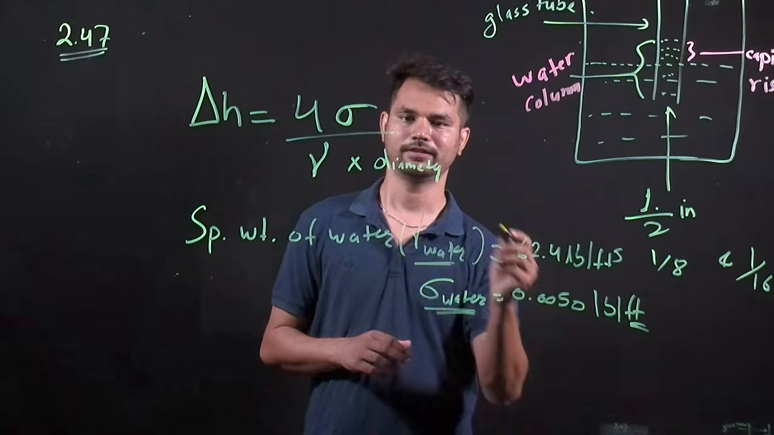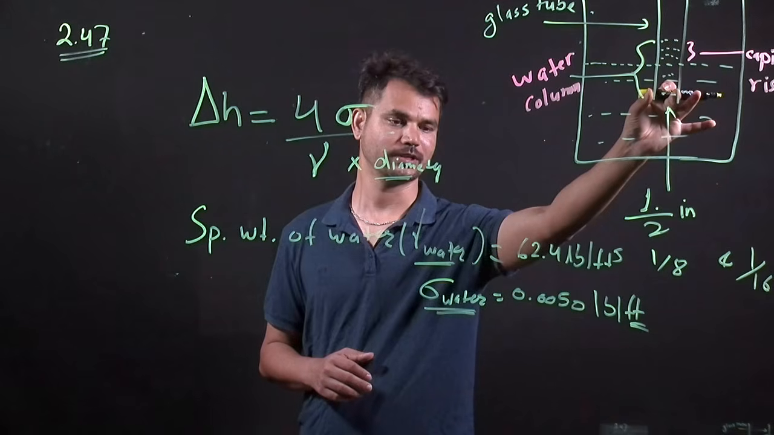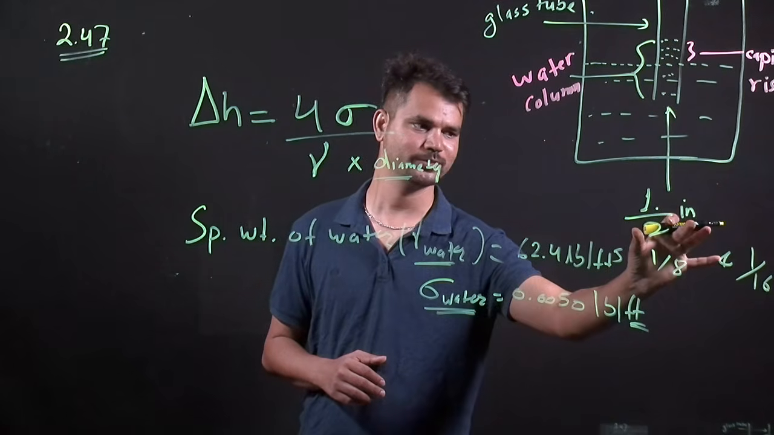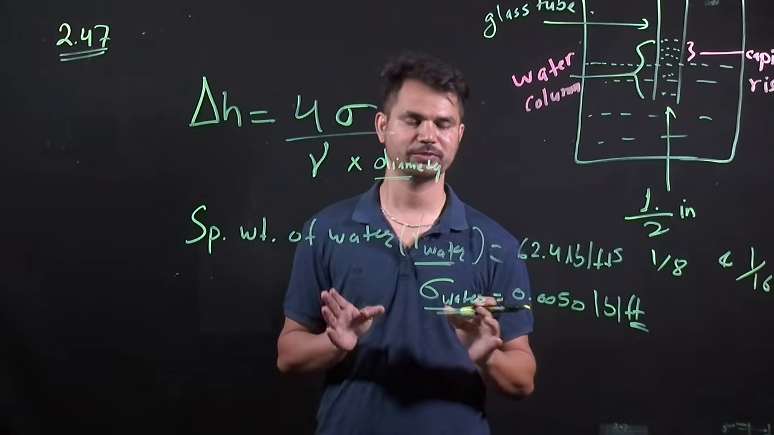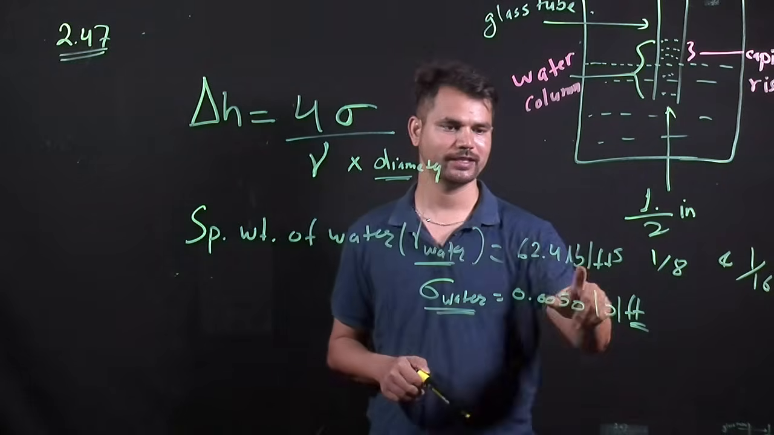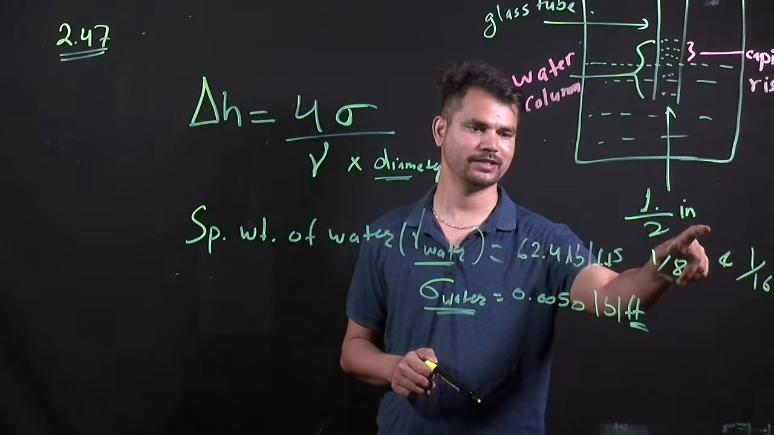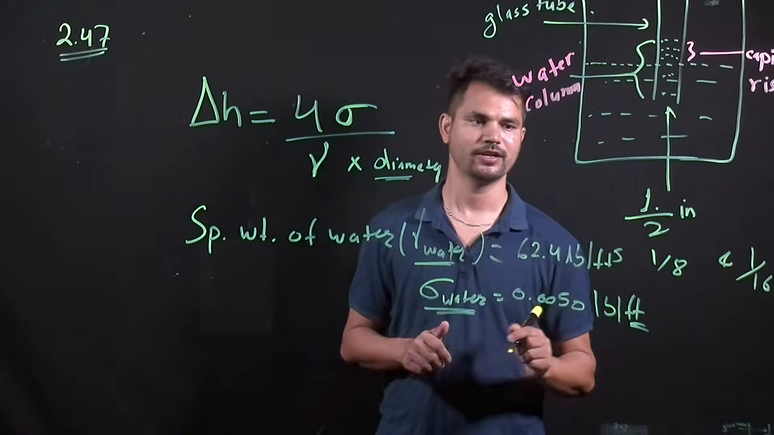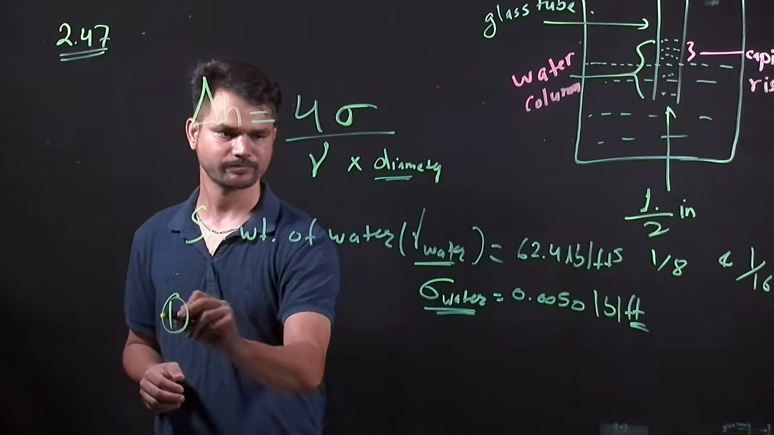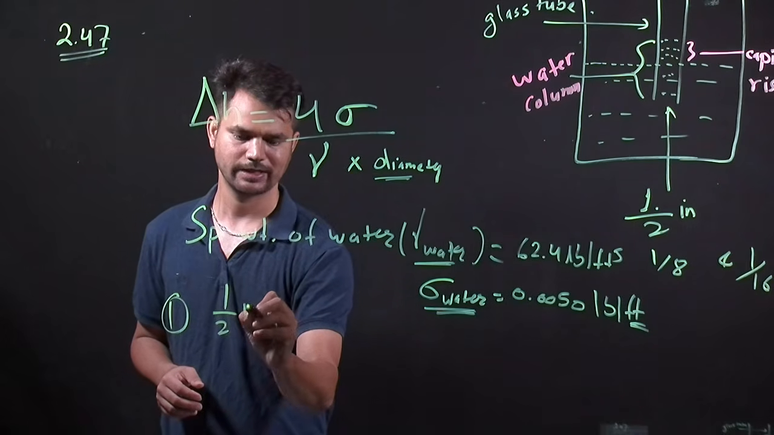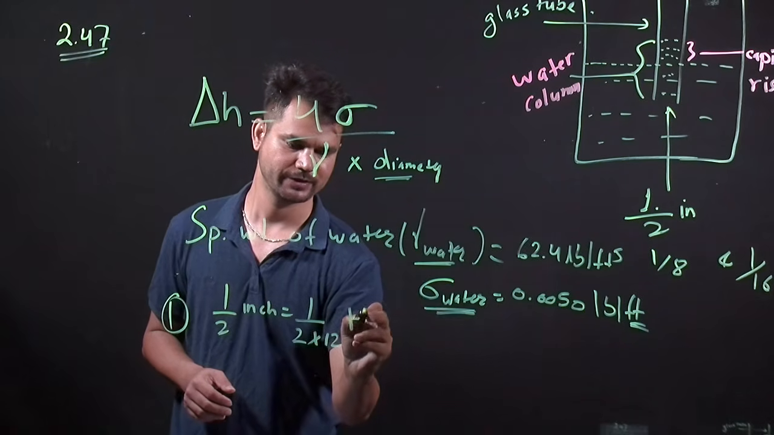Since we already have the value for specific weight, what we need is just the diameter, and we already have the diameter for this tube in the form of 1 by 2, 1 by 8, 1 by 16 inch. One of the trickier parts is you need to take care of the unit conversion. Since I have written in feet, our diameter is in inch, so we need to convert that into feet. Let us do it for 1 by 2 inch, which will be equal to 1 by 2 into 12 feet.